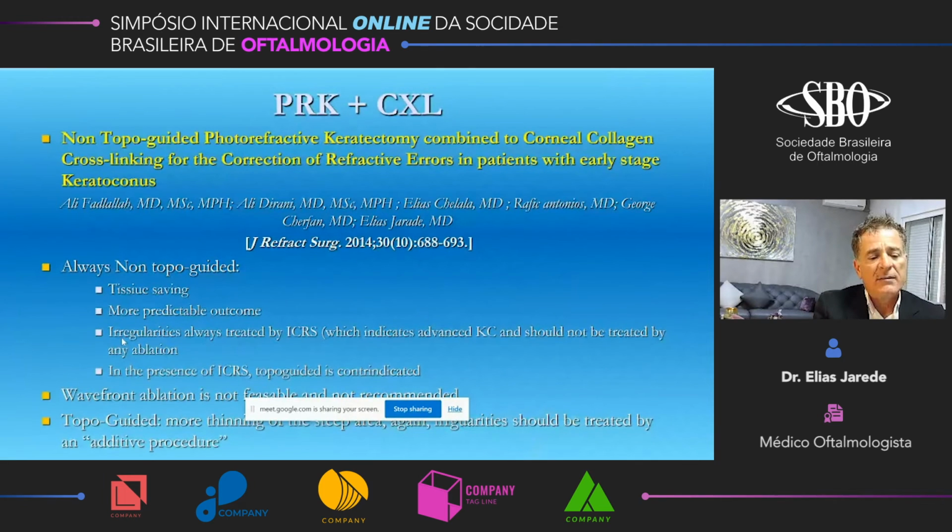Regarding the PRK, photorefractive keratectomy, our method is non-topo guided, because we believe that irregularities of keratoconus should not be treated by laser because it's an ablative procedure. We get lots of tissue loss, and we have enough experience with the ring to use it in order to treat the irregularities. So the non-topo guided is tissue saving and gives a more predictive outcome.